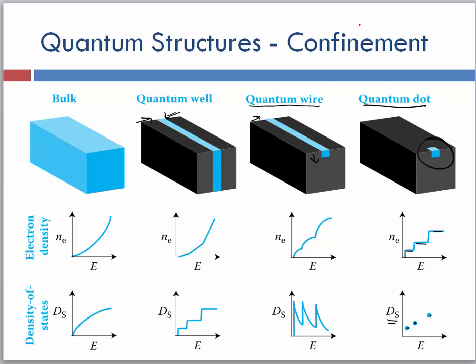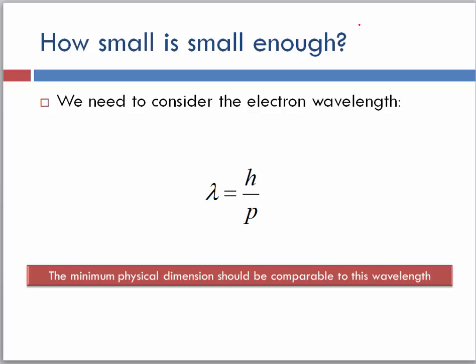So what's a small enough confinement? How small is small enough? Well, to figure that out, we need to consider the wavelength of an electron. And we know that the wavelength of an electron is equal to h over p. So the dimension of the quantum dot should be comparable to this wavelength.